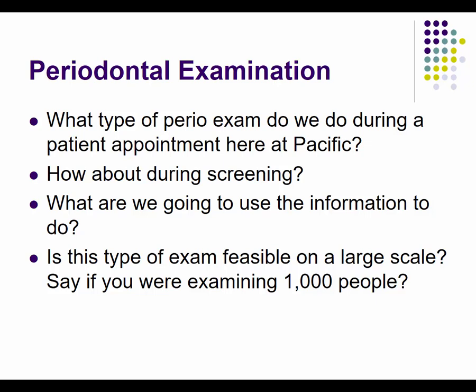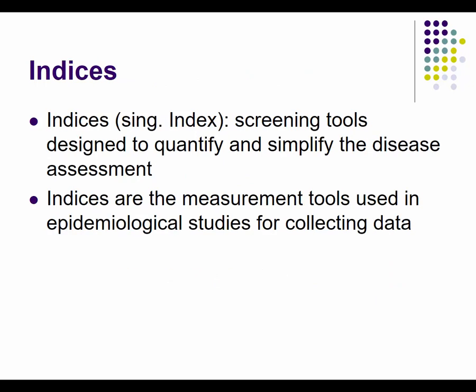So since research is expensive, if you're trying to examine 1,000 people, we got to find a better way to do this, or at least a faster way to do this, because we don't have time, right, to practically do a complete periodontal chart on 1,000 people. So this is where indices come into play.